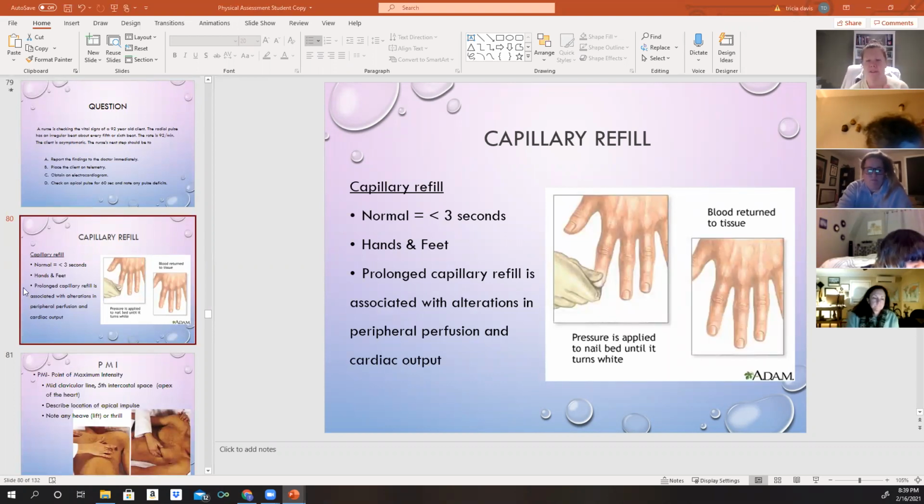So your capillary refill should be less than 3 seconds. That is normal. You're going to check your hands and your feet. So you can see right there, they're checking the fingers. Prolonged capillary refill is associated with alterations in your peripheral perfusion and your cardiac output.